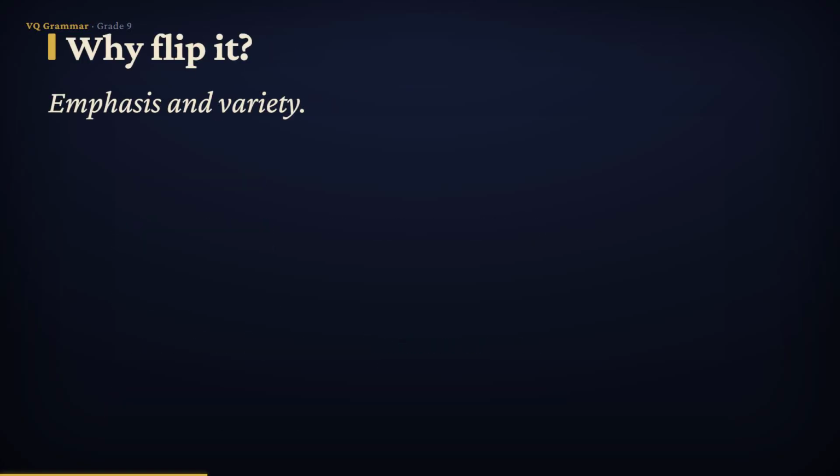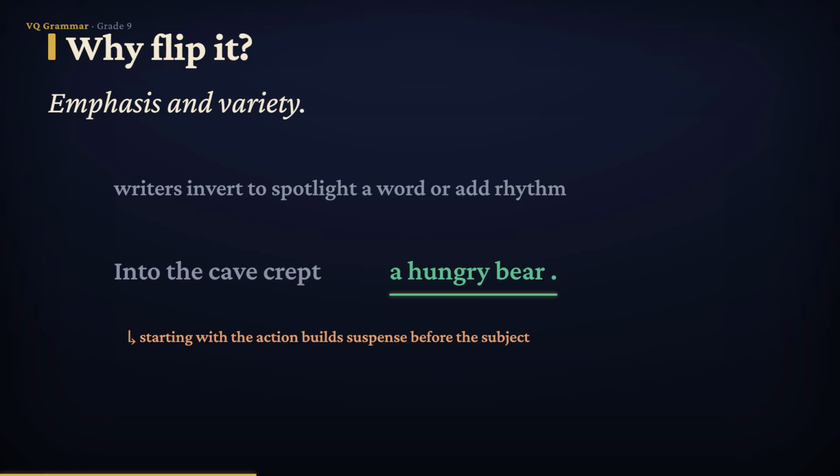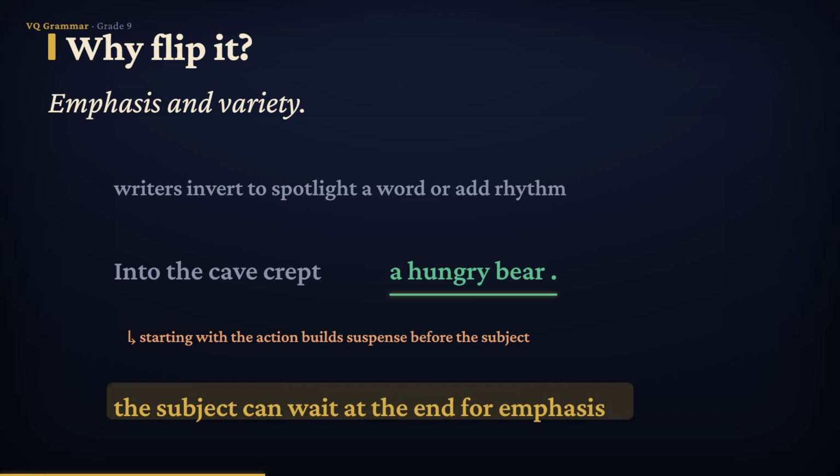Why would anyone flip a sentence around? Writers invert on purpose, sometimes to add rhythm and variety, and sometimes to spotlight a particular word by saving it for last. Picture this line: into the cave crept a hungry bear. We open with the predicate, into the cave crept, and hold back the subject, a hungry bear, until the very end, where it lands with real weight. Starting with the action builds a little suspense before the subject finally arrives. The subject can wait at the end when a writer wants that punch of emphasis.